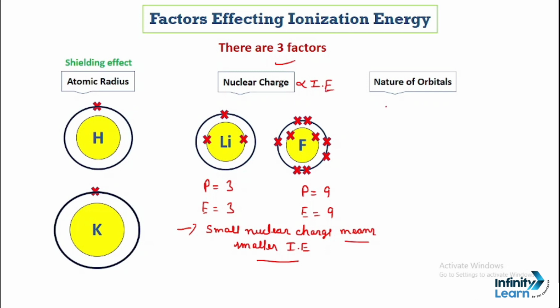Thirdly, if we talk about the nature of orbitals, as we know, the s orbital is nearer to the nucleus when compared to p, d and f orbitals. Ionization energy will be high in the s orbital as it is closer to the nucleus. Therefore, the ionization energy will be high if you want to remove an electron from the s orbital, and it will be low in the f orbital.